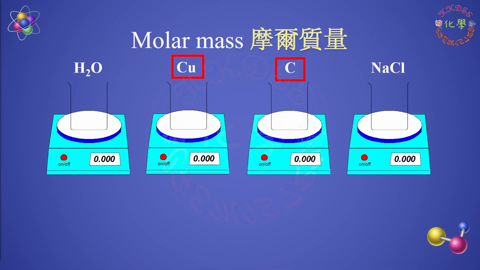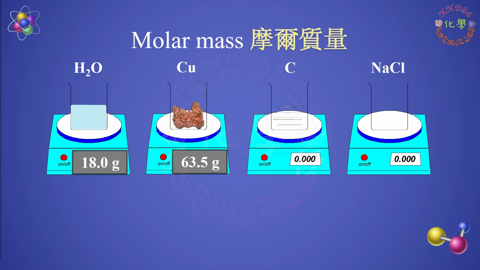The molar mass of a substance is the mass in grams of 1 mole of the substance. The unit of molar mass is grams per mole. For example, the molar mass of a water molecule, H2O, is 18 grams per mole, that of metal copper is 63.5 grams per mole, and so on.